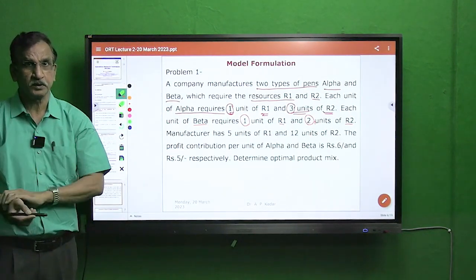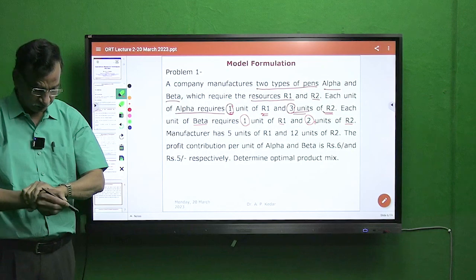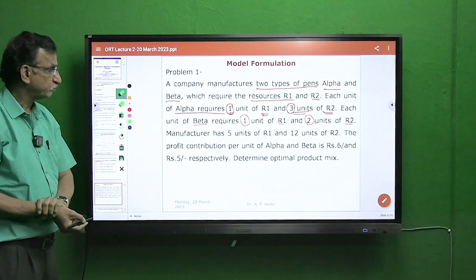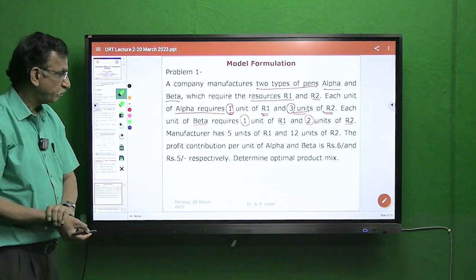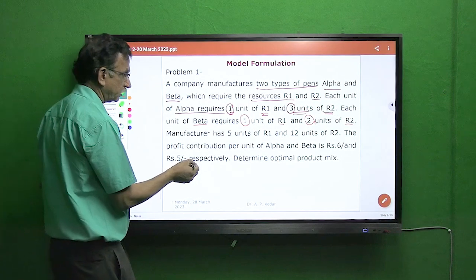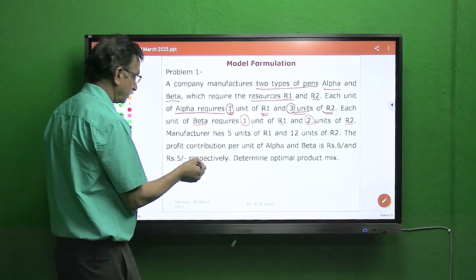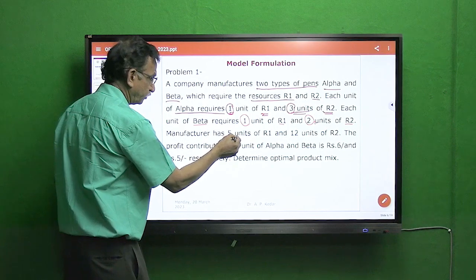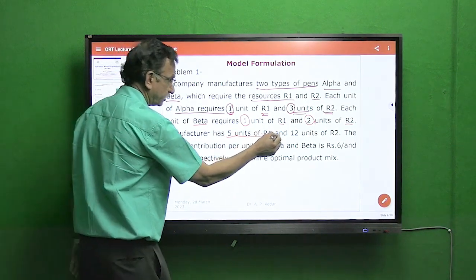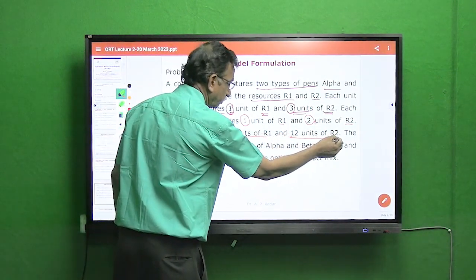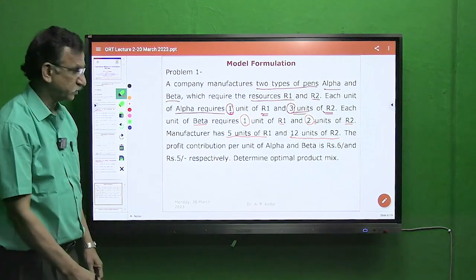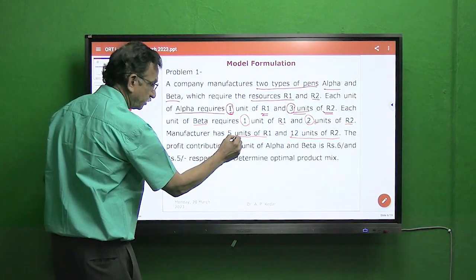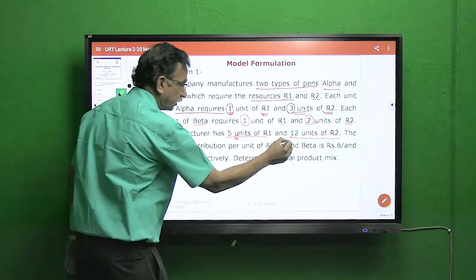This data should be interpreted in a very nice way. Manufacturer has 5 units of R1 and 12 units of R2. Very important. This is very important data.